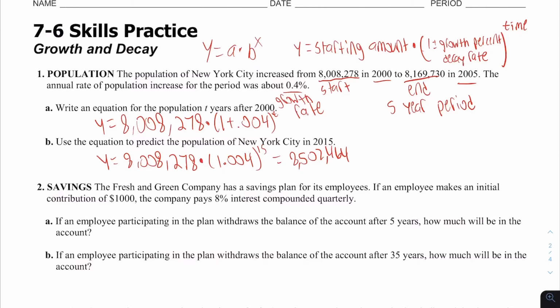So that means it increased from about 8,000 here to 502,000. It increased by 494,000 people in those 15 years.